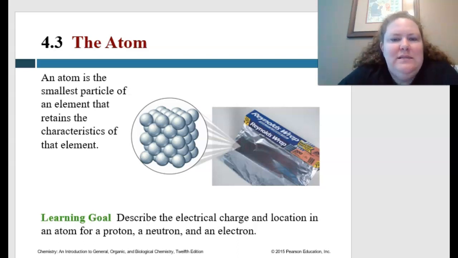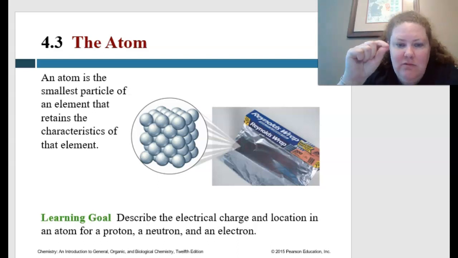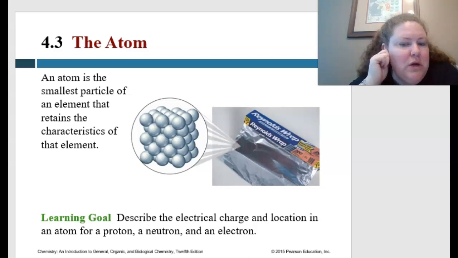Okay, so the atom is the smallest particle of an element that retains the characteristics of that element. So our learning goal for this is to describe the electrical charge and location in an atom for a proton, neutron, and electron.